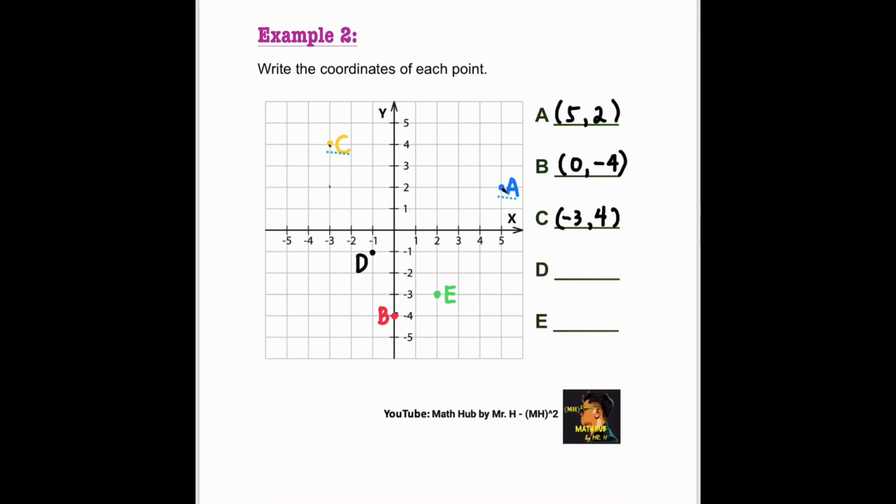All right, so point D is in quadrant 3. So from the origin, we count 1 unit to the left. So the x-coordinate is -1. And from here, we go 1 down. And the last point, E, is in quadrant 4. In quadrant 4, the x-coordinate is positive and the y-coordinate is negative. So from the origin, we count 2 units to the right, so +2. And then we go down 3 units, so it will be -3.